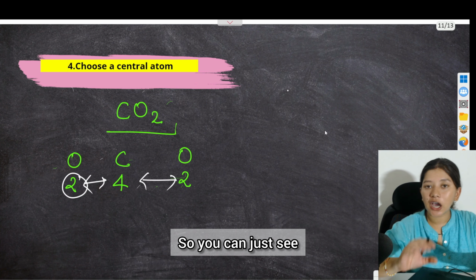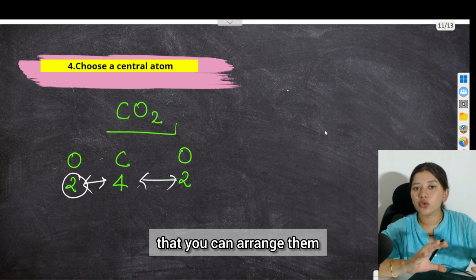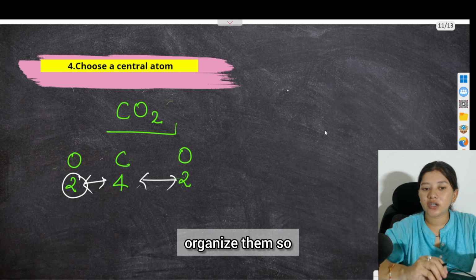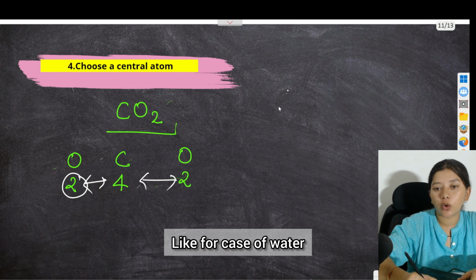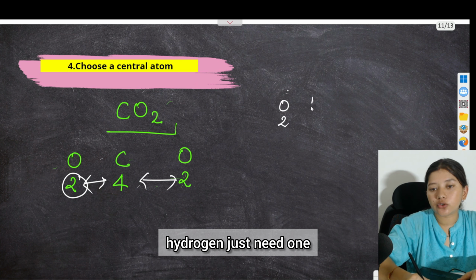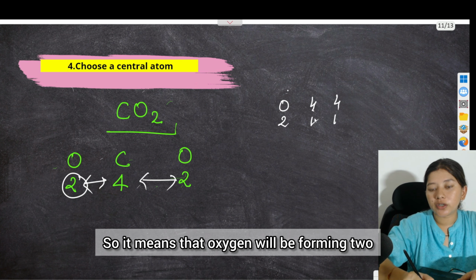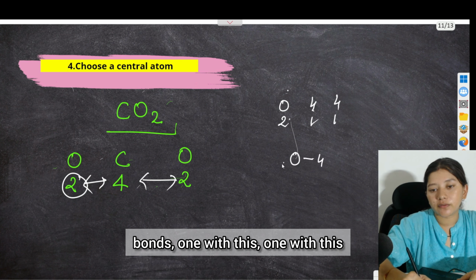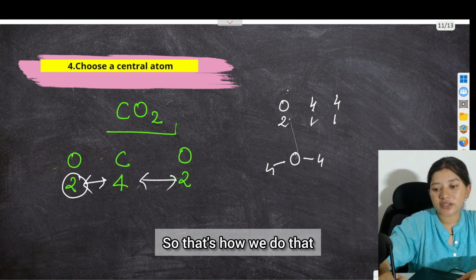So you can just see how many electrons they require, and according to that you can arrange them, organize them, so that they will satisfy each other. Like in the case of water, I know oxygen needs 2, hydrogen just needs 1. So it means that oxygen will be forming 2 bonds, one with this, like that. Okay. So that's how we do that.